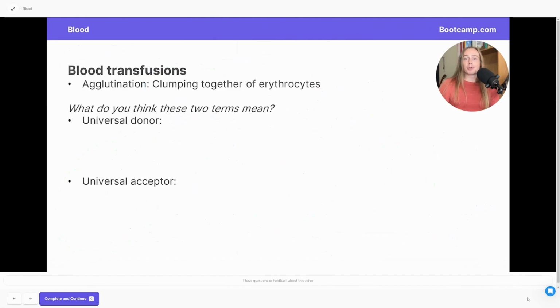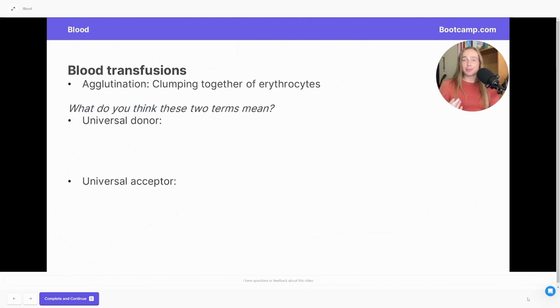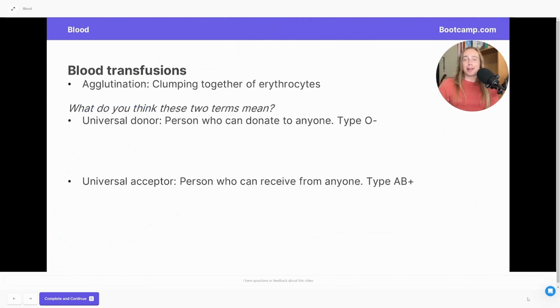Two other terms that come up quite a bit when discussing blood transfusions are the terms universal donor and universal acceptor. So what do you think these two terms mean, and what types of blood do you think each of those would be? And great, so as the name implies, a universal donor is a person who can donate blood to any other blood type. This means that this person must have no antigens on the surface of their red blood cells. That includes they don't have rhesus factor and they don't have A or B antigens, and that would make this person type O negative. On the other hand, a universal acceptor is a person who can receive blood from any of the other blood types.